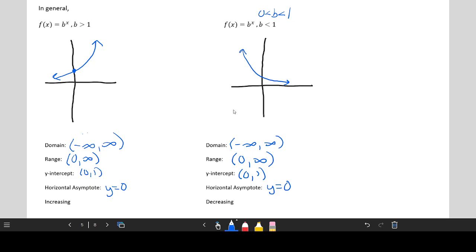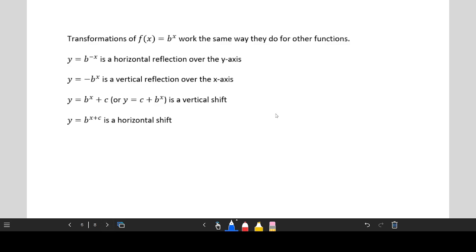Let's talk briefly here about transformations of these graphs. It's going to work the same way it does for all the other functions we've done. So multiplying by -1 is going to do a reflection, just like in the past. You'll see the negative out front if it's a vertical reflection. And you do want to be careful there because that's basically like multiplying by -1, and we multiply after we raise something to an exponent. So that's our order of operations.